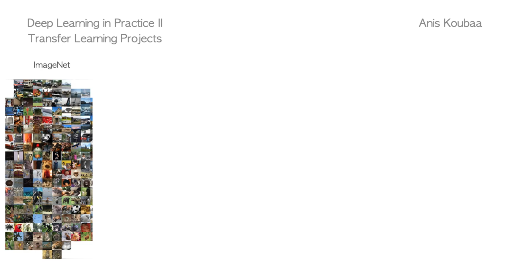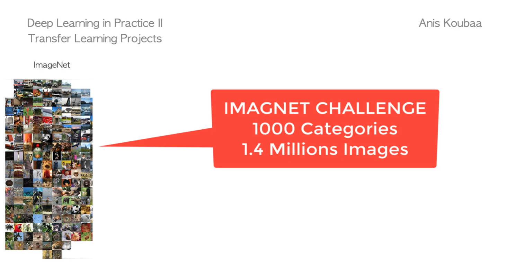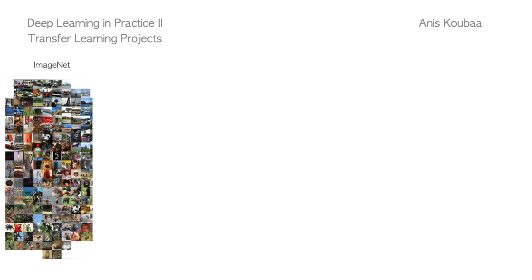Let's first introduce transfer learning through a simple example. There exist in the literature several CNN classifiers that were pre-trained on a very large dataset. An example of this very large dataset is the ImageNet dataset. It has 22,000 categories and 14 million annotated images. The ImageNet classification challenge uses 1,000 classes out of the 22,000 classes and 1.4 million images among the 14 million total images. Several state-of-the-art algorithms were trained on this dataset.